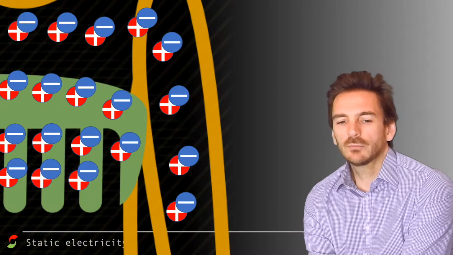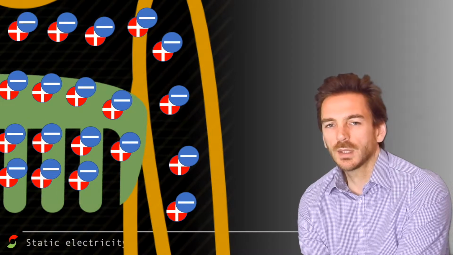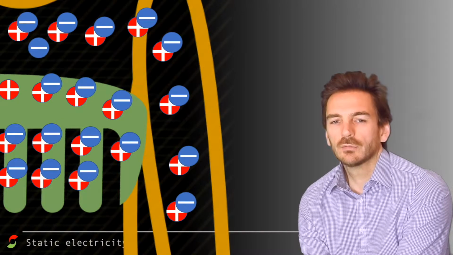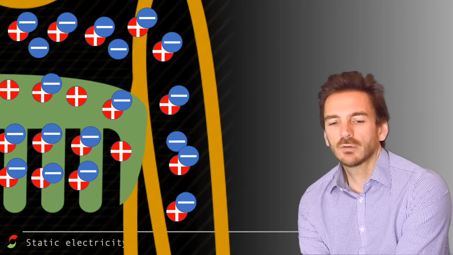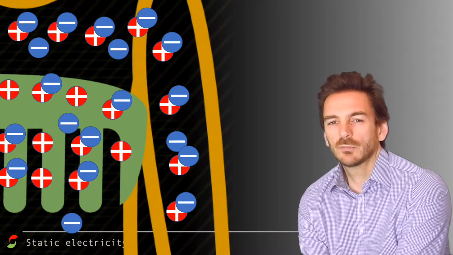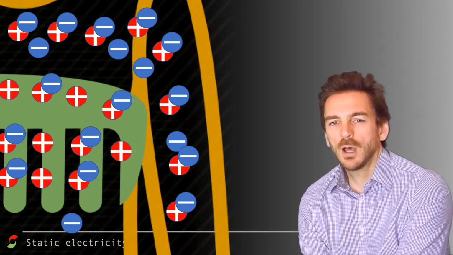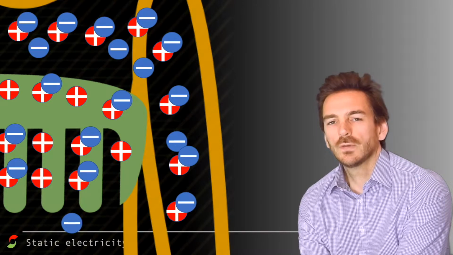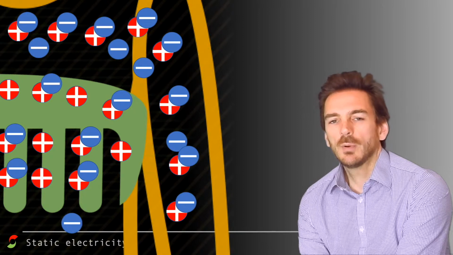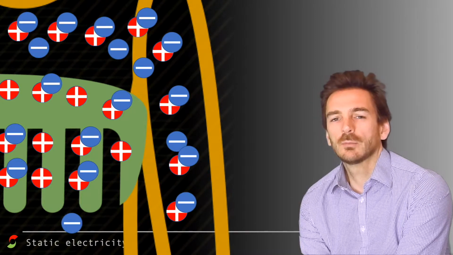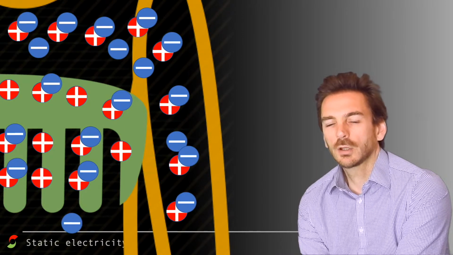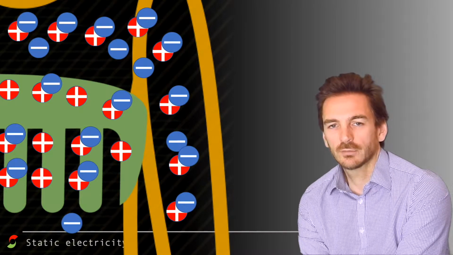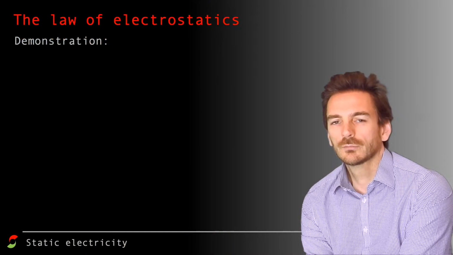During the process of rubbing the comb on the jumper, in this case we're going to say that the jumper becomes negatively charged and the comb becomes positively charged. You can see here that I've illustrated electrons moving from the comb to the jumper. The jumper has gained electrons, so the jumper becomes negatively charged. The comb has lost electrons, so the comb has become positively charged.